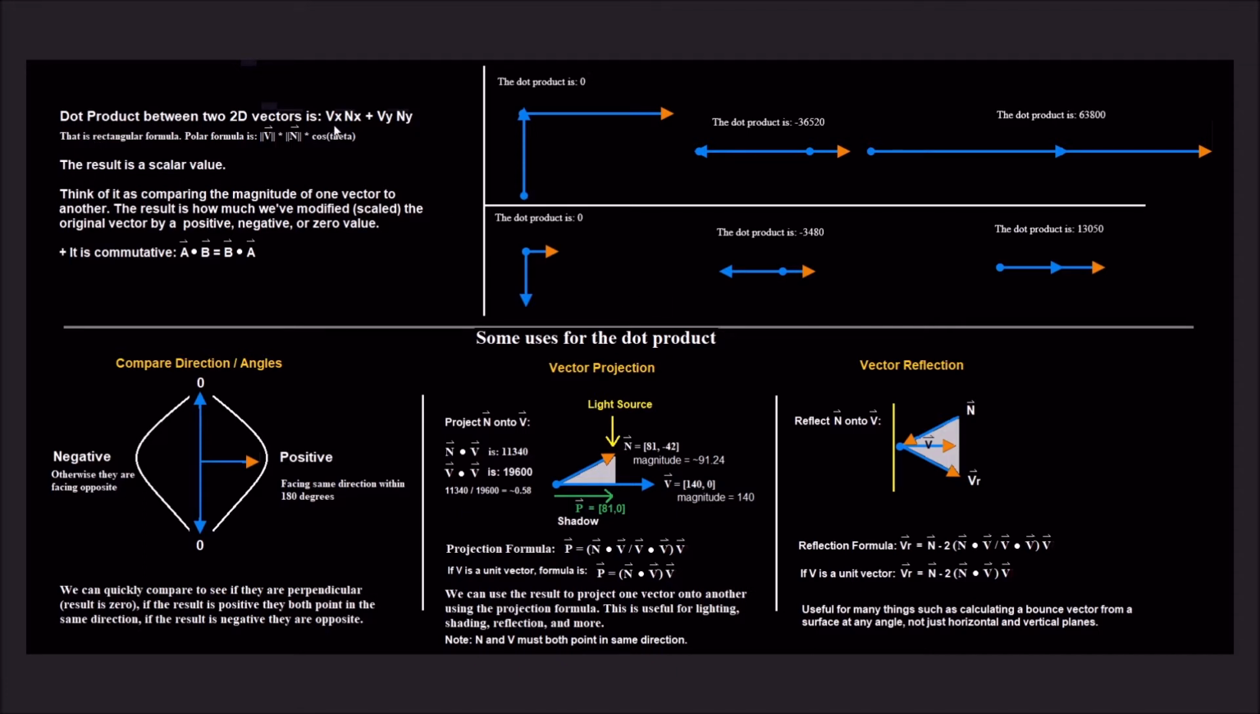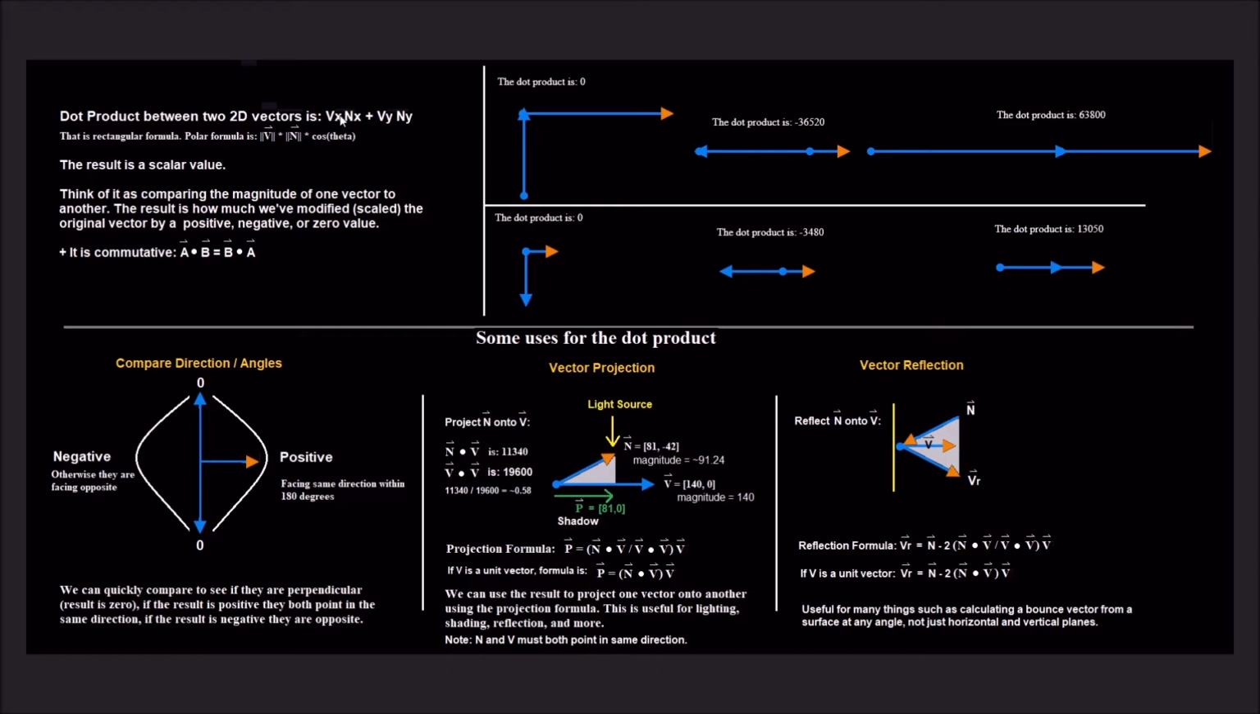And in order to do that, when you're talking in Cartesian coordinates, if you were going to take the dot product between v and n, two vectors, you would take v's x component, multiply it by n's x component, and then you would add v's y component times n's y component, and that would become the dot product. You'll notice that the dot product is a scalar value. It is not another vector.